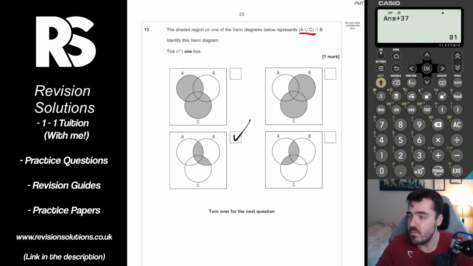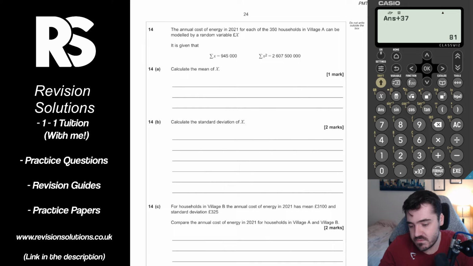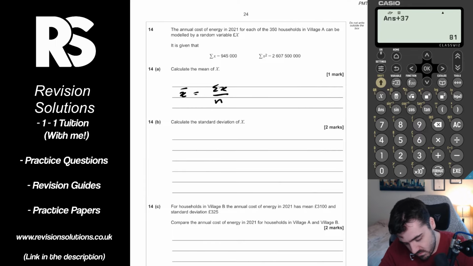Moving on to question 14 now. It says the annual cost of energy in 2021 for each of the 350 households in village A can be modeled by a random variable X pounds. It says first, can we calculate the mean of X? So the mean of X, you want X bar, that is the sum of X over N. So that's going to be 945,000 all over n. How many households have we got? 350 households. That's £2,700.